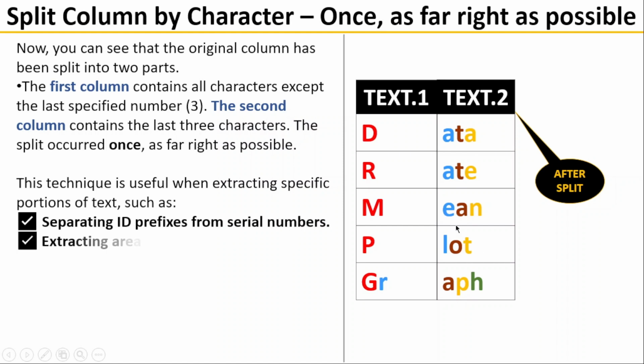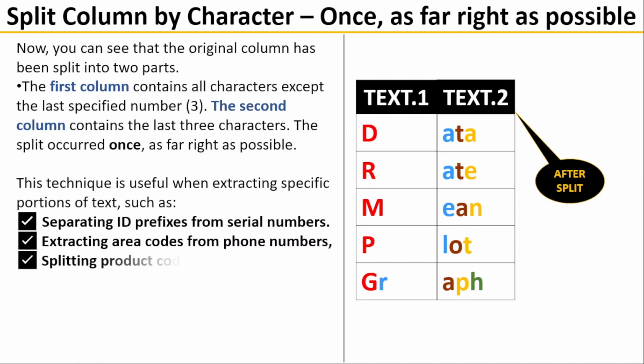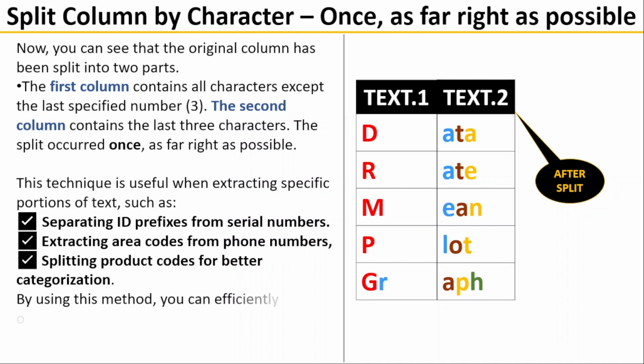Now, this technique is useful when extracting specific portions of text, such as separating ID prefixes from serial numbers, extracting area codes from phone numbers, and splitting product codes for better categorization. By using this method, you can efficiently organize and analyze text-based data for better insights.